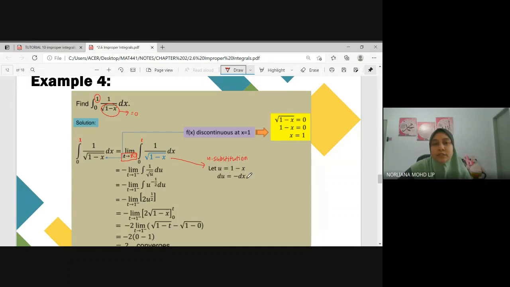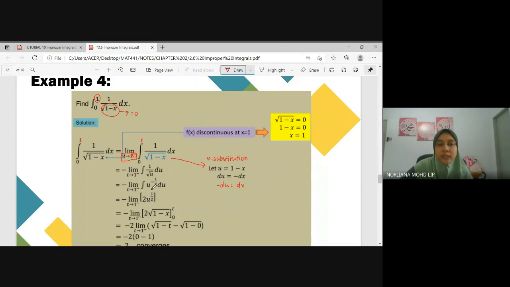Okay, let u equal 1 minus x, then du equal to negative dx, so negative du equal to dx. Okay, we substitute. We convert this function in terms of x into terms of u, supaya kita lagi mudah nak integrate dia in terms of u ni. Kita gantikan in terms of u.